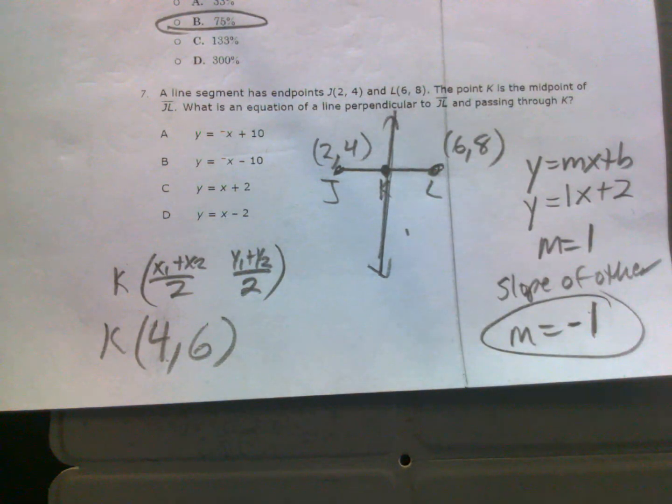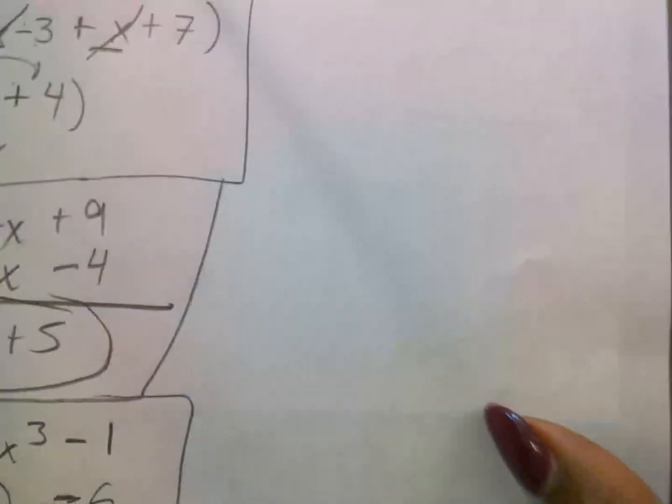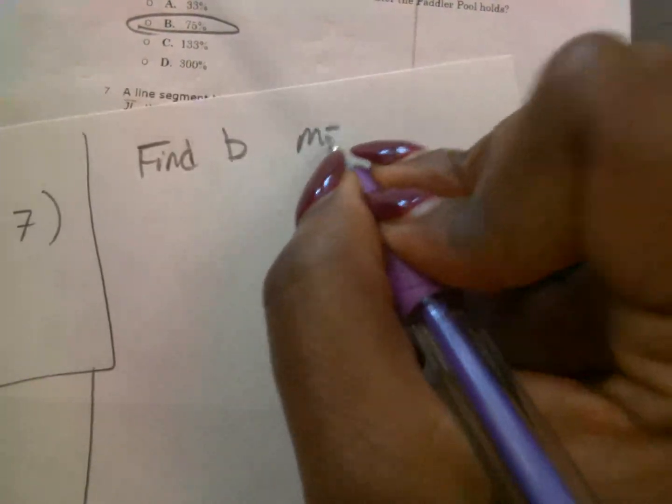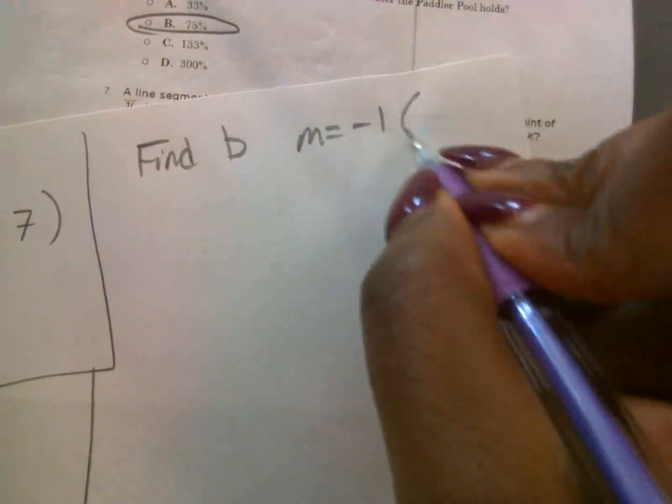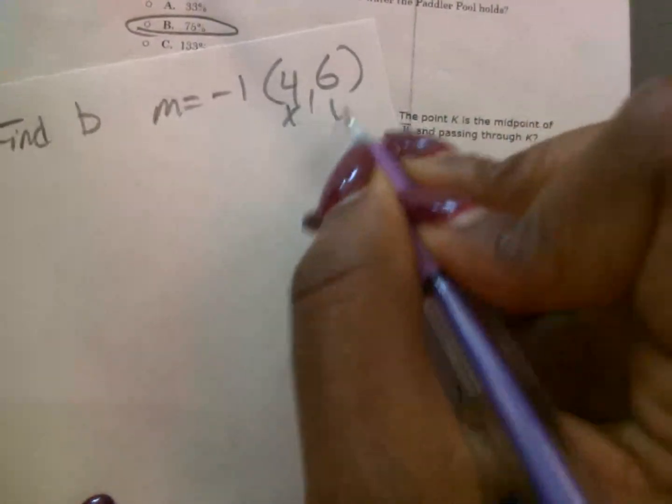Any questions about that? So now we got to find B by using K. Okay, we got to use that. So let's find B. I'm going to write that on the white paper. Remember, our M is -1, and the point that it needs to go through, K, is (4, 6). So we got x, y.